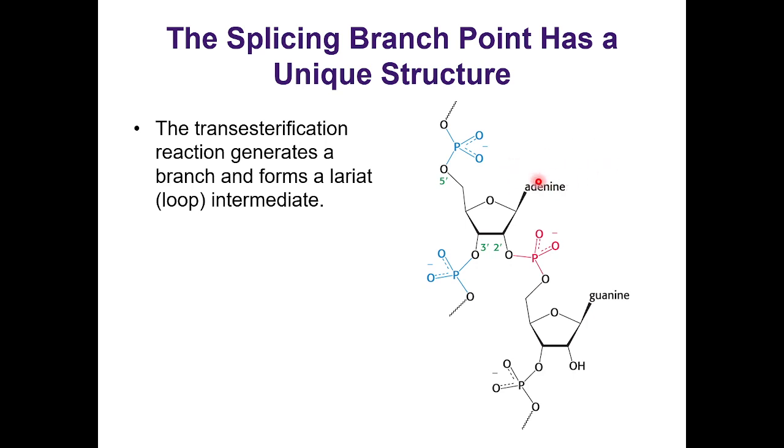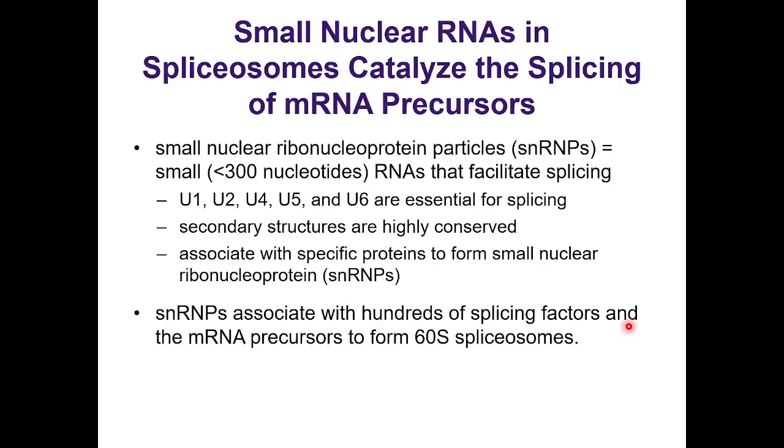And what points do these typically form at? What's the base that these normally form at? Yeah, A. That's the base right there, and G. Got it. Okay, so the small nuclear RNAs and spliceosomes can catalyze the splicing of the mRNA precursors.